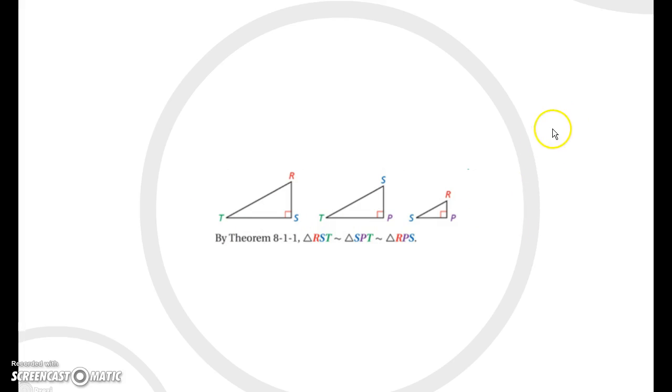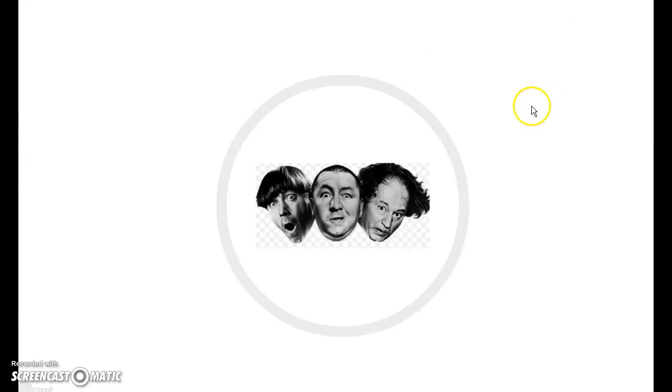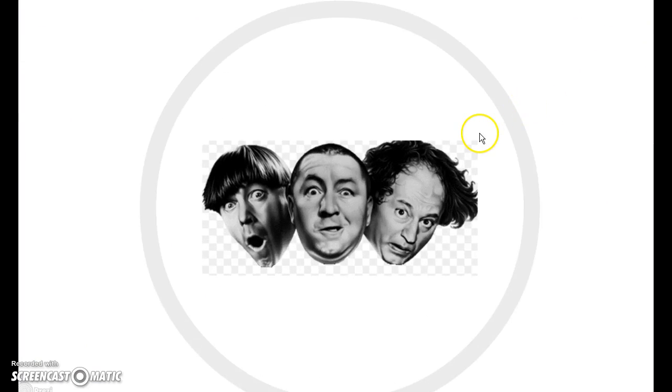You could think of these three triangles as the Three Stooges, if you will. Someone once told me to think of them as Marley, Moe, and whatever his name is. Who remembers these three guys anyways?